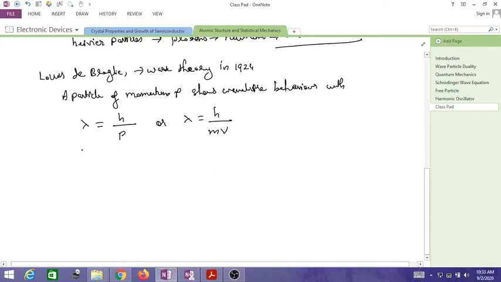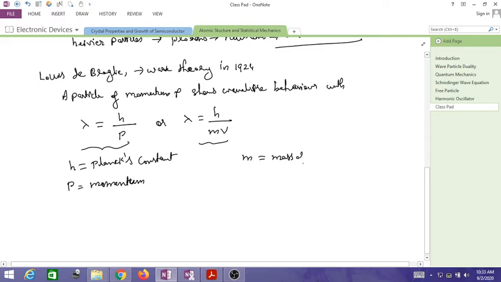If you look at this equation, h is the Planck's constant, and p is the momentum of the electron. In the second equation, h is again the Planck's constant, and m represents the mass of the particle in kg.